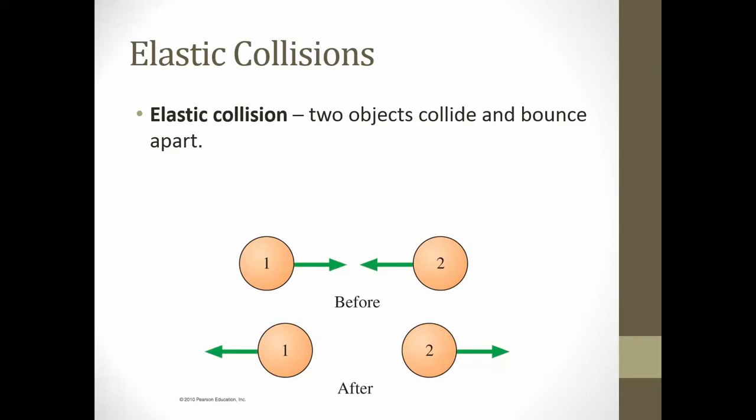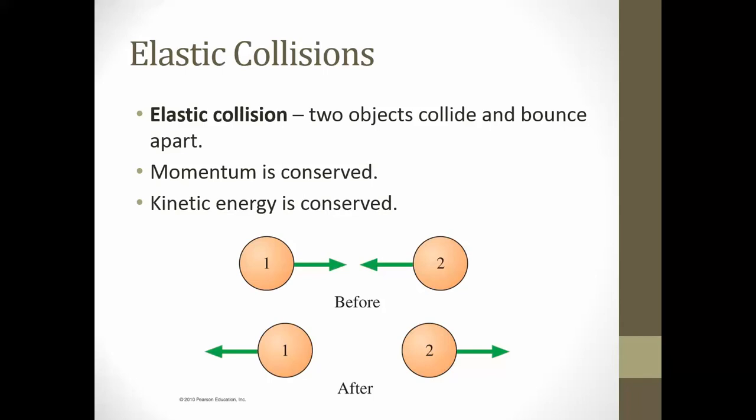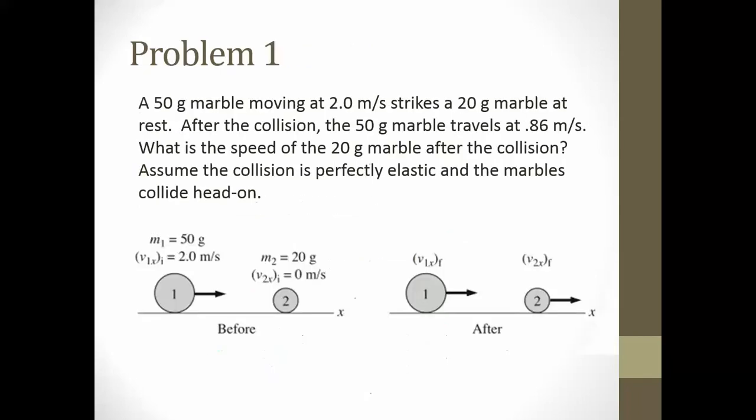So first, let's consider elastic collisions. Elastic collisions are when two objects collide and bounce apart. In elastic collisions, momentum is conserved, so we can use the law of conservation of momentum, and kinetic energy is conserved. So let's do an example. Let's say we have a 50-gram marble moving at 2 meters per second, and it strikes a 20-gram marble at rest. After the collision, the 50-gram marble travels at 0.86 meters per second. What is the speed of the 20-gram marble after the collision?